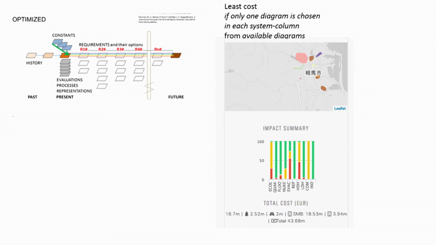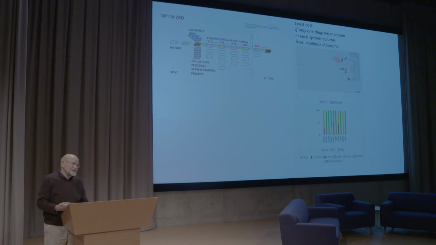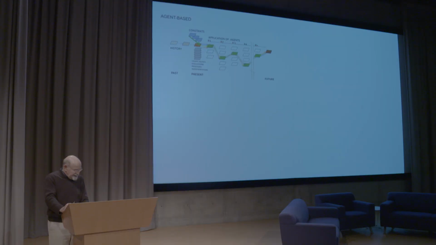What's the least cost solution if only one diagram is chosen in each system column from available diagrams? And it costs, in euros, 43 million euros. My design just now cost 400 million. That's 10% of my design, and it solves the problem, but it's a dumb design. Well, all right, let's put some rules on it so it's not dumb, and maybe it'll go up to 100 million euros. This is agent-based.